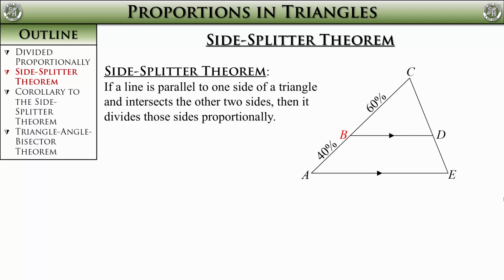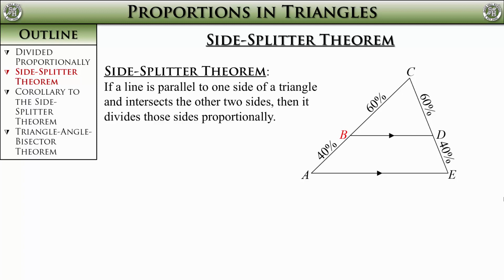It starts at B, which is 40% of the way up the triangle. By staying parallel to the base, it has gotten no closer and no farther away from the base. By the time it gets to the other side, the side splitter theorem says that the other side will be divided proportionally. So, point D must split the right side up so that 60% of the triangle is above and 40% of the triangle is below that point. The sides are divided proportionally.